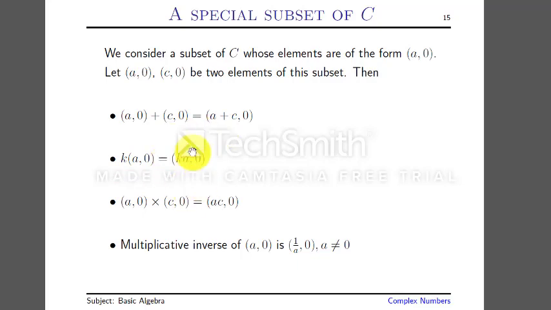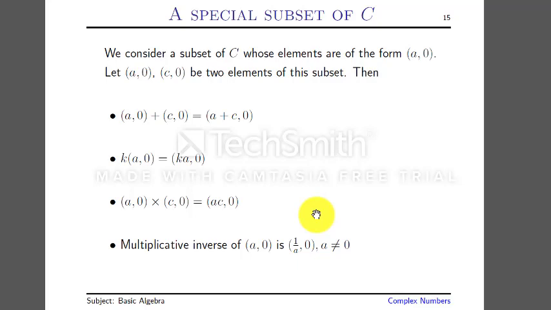We will obtain a new complex number. Similarly, we can multiply these two complex numbers, and one can obtain again such type of number, which is a complex number, which is a real number as well. The multiplicative inverse of any element of this special set is 1 over a, where a is not 0, because if a were 0, it would be undefined, so a cannot be equal to 0. So we can obtain a multiplicative inverse as well, which is also a complex number and also belongs to this special subset.